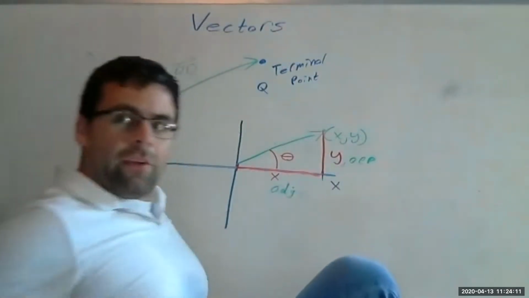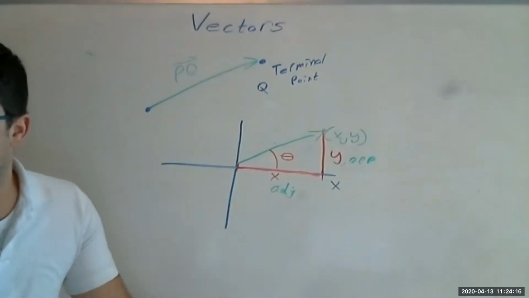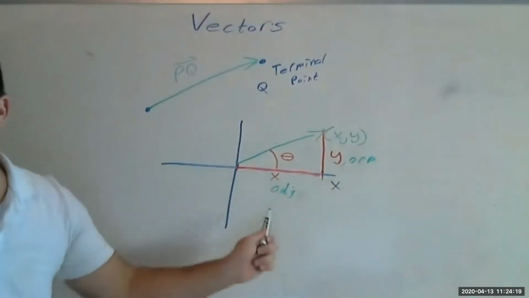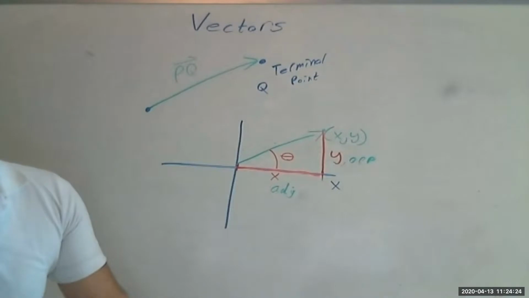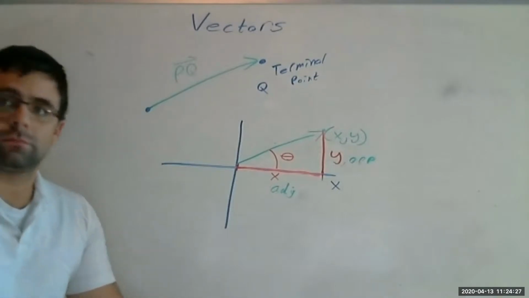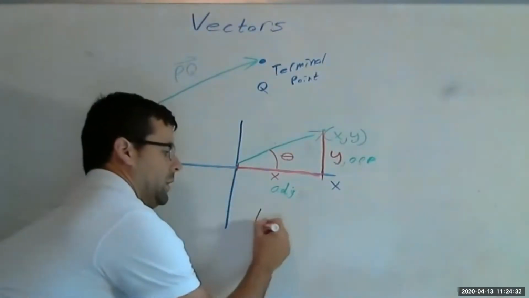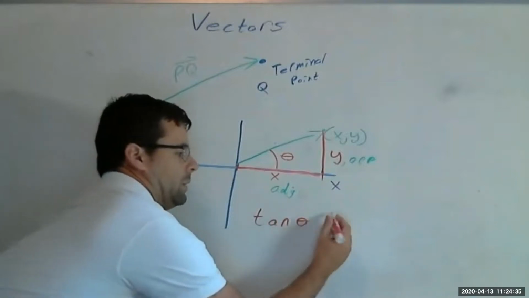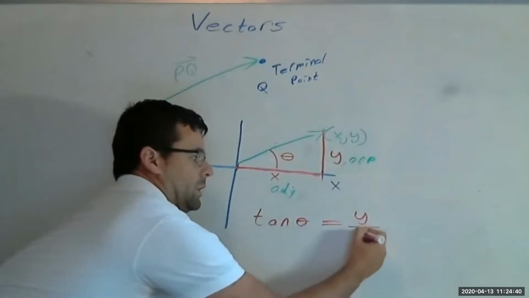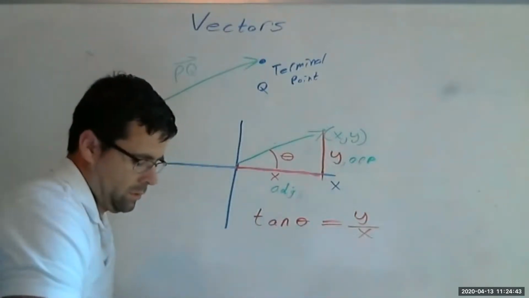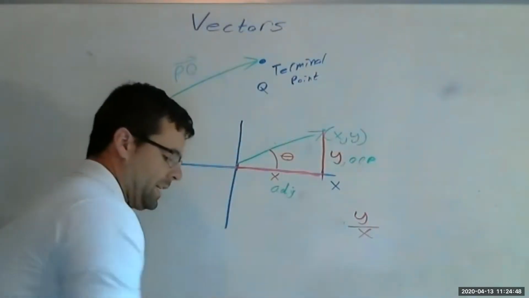So, what is a fundamental identity that relates an angle and the opposite side and the adjacent side? Tangent. Okay. So, tan theta equals opposite over adjacent. Or if you want the angle, you put the tan on the other side.